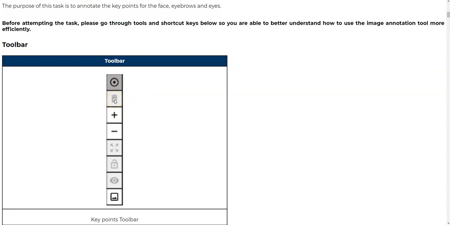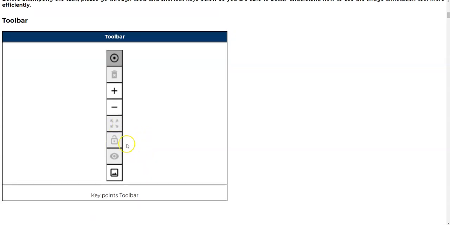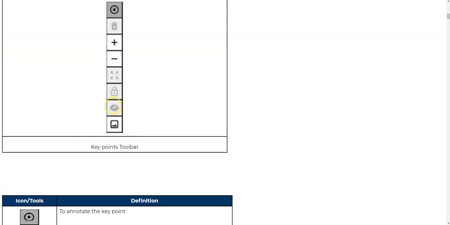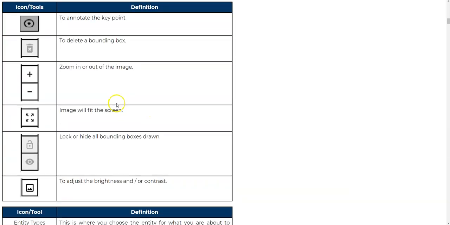This is to delete the things that you have annotated. This is to zoom in. This is to zoom out. This is to make the image appear full screen. This is to lock your annotation. This is to view and hide your annotation. And this is to adjust the brightness and contrast of the image. Here you'll find all the description.